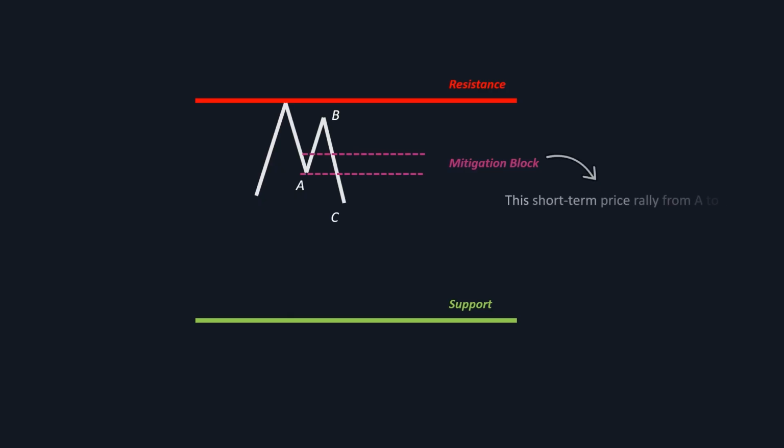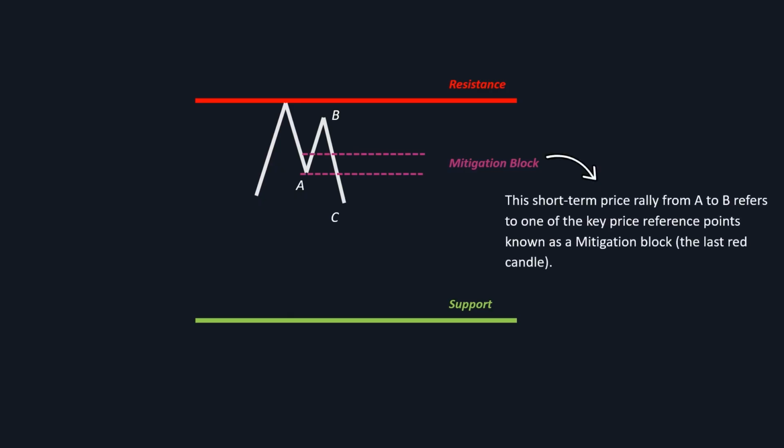When the price returns to the reference buy point A, the long positions that were opened during the price movement from A to B have the opportunity to either exit their long positions or enter short positions. This situation can lead to a price movement to retest point C, or the price may continue its downward trend until it reaches the next support level. This short-term price rally from A to B refers to one of the key price reference points known as a mitigation block, the last red candle.